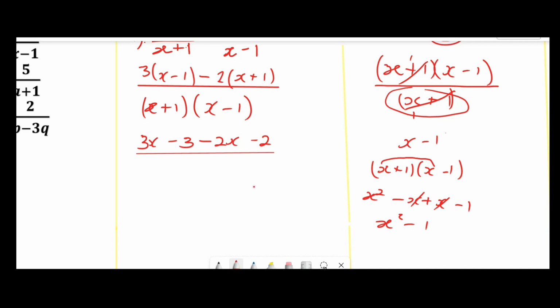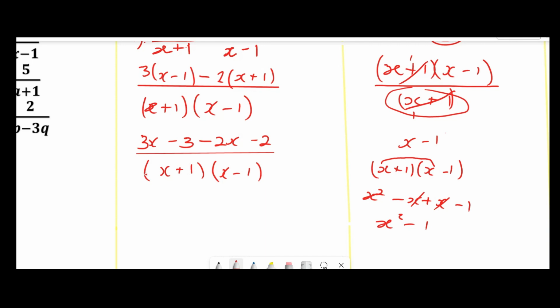If you don't mind, you can just use that one. But if you want to maintain x plus 1, x minus 1, no problem, you can maintain it. So I'm going to maintain this one. I'm just going to maintain x plus 1, x minus 1 as my denominator. So let's move on.